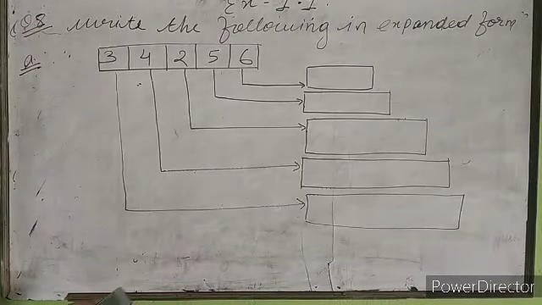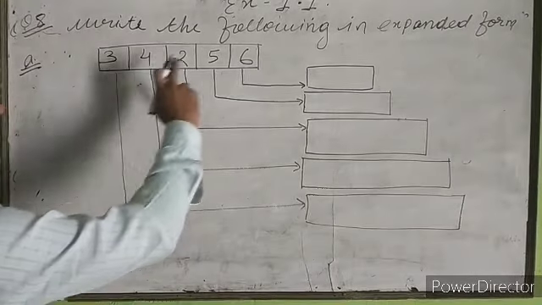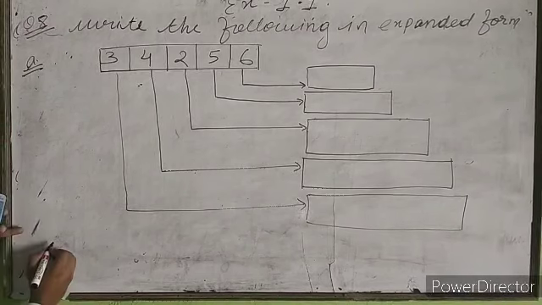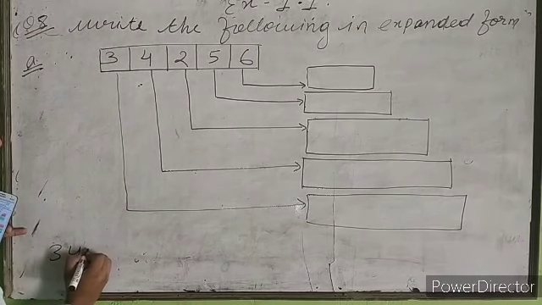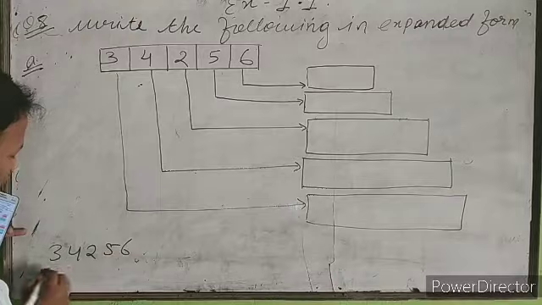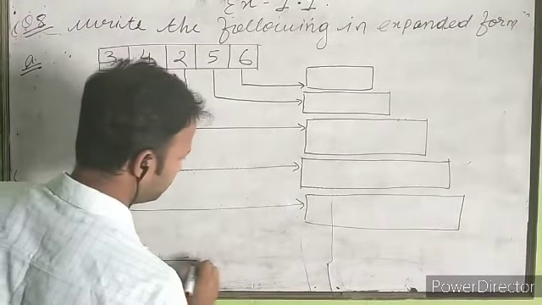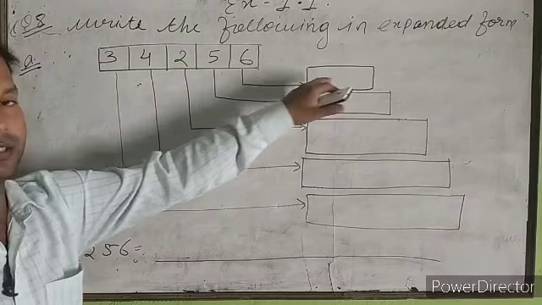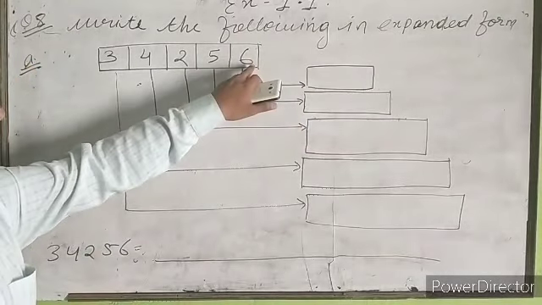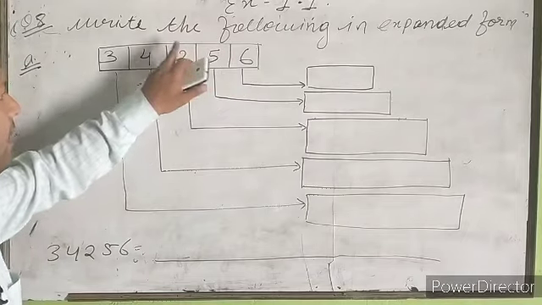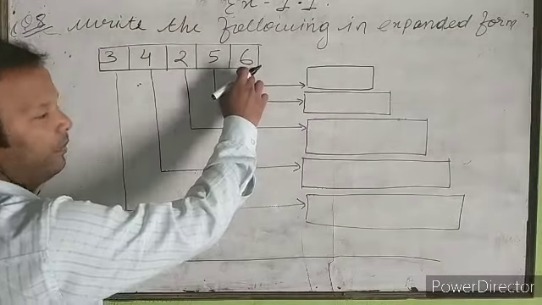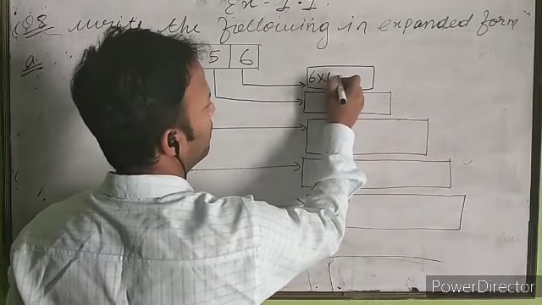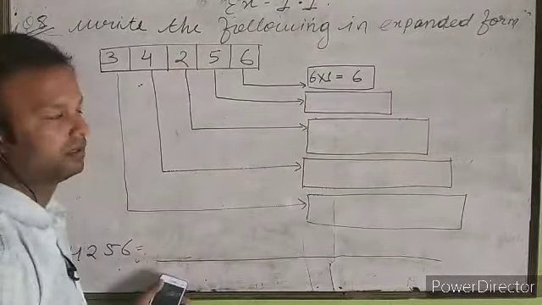Okay, now question number 8: students, write the following in expanded form. You have to write 34,256 in the expanded form. Now see, here the blanks are also given: ones, tens, 100, 1,000, 10,000. How many 6 are there? Ones. So 6 into 1 equals 6.